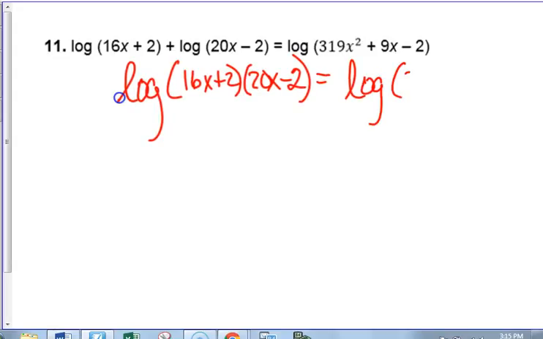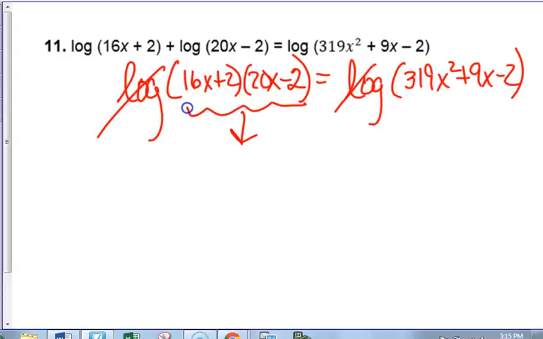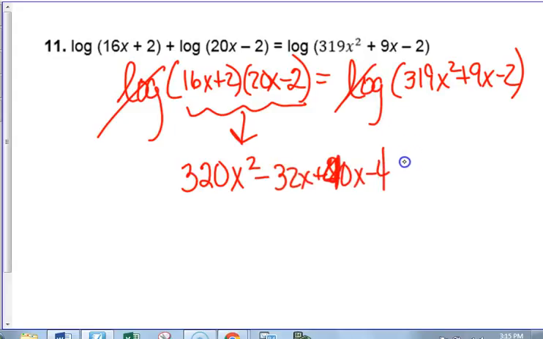Okay, this has giant numbers, but it gets better. Okay, if we get rid of this, we need to FOIL this together. What do we get? No, it's not, but it's close. 320 x squared. And then there's a minus 32x, a plus 40x. And a minus 4?